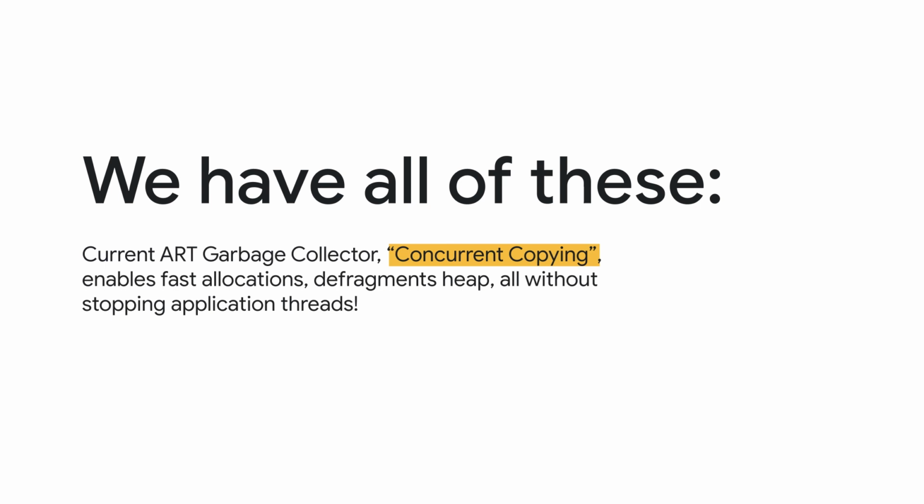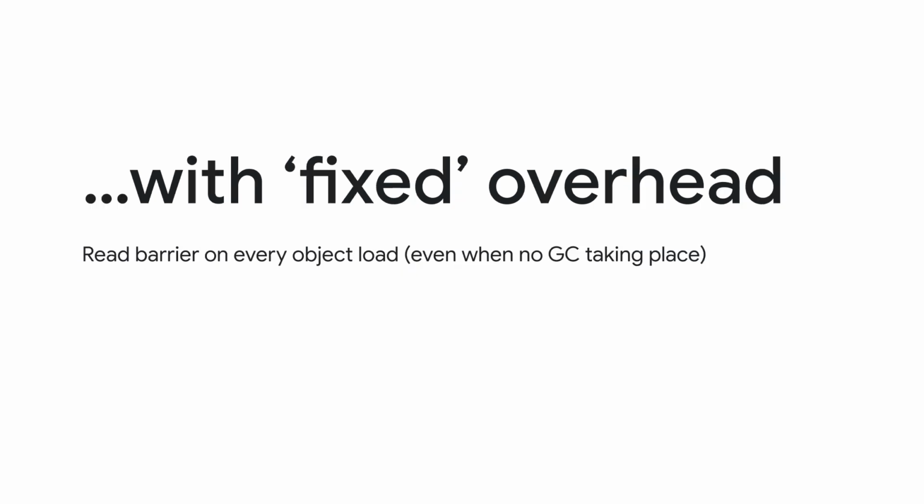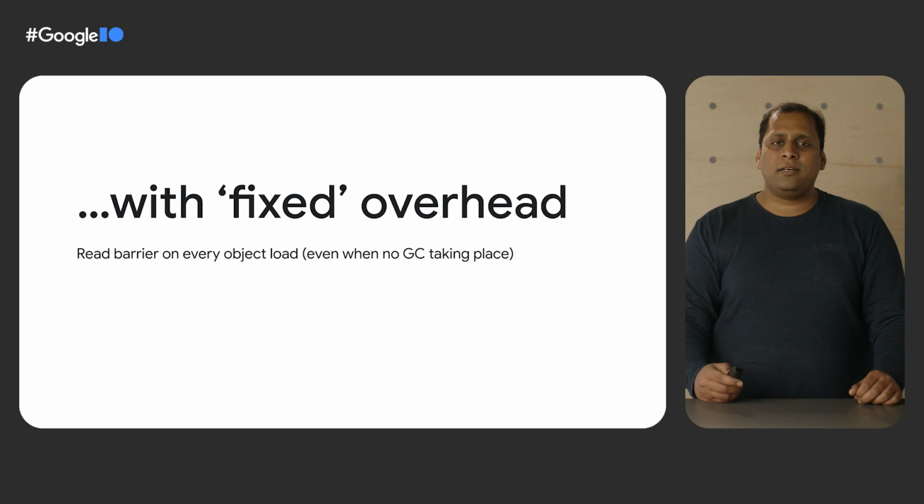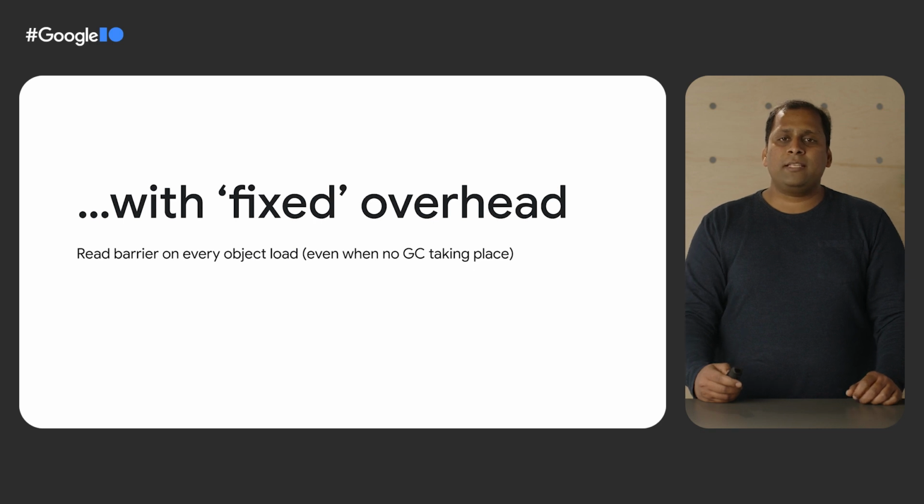But then the question is, why do we need a new GC? It's because in our current GC, these traits come at a fixed overhead for every object load. And it is incurred all the time, even when GC isn't running. This overhead is due to the fact that the collector uses something called a read barrier. It's a piece of GC code that is executed when an object is loaded by the application threads.